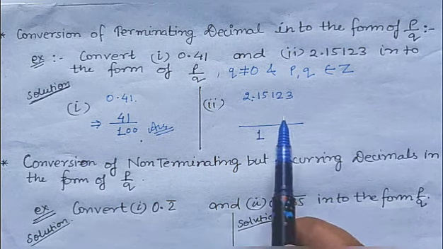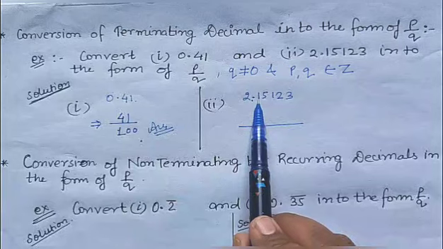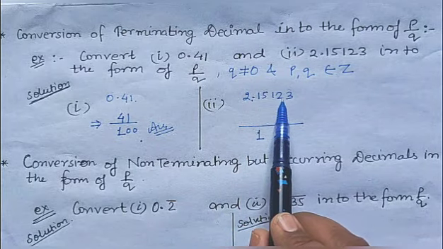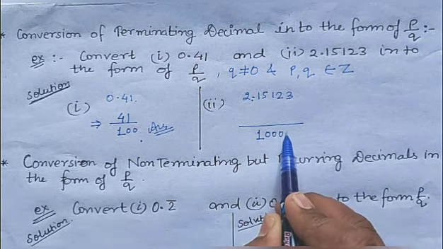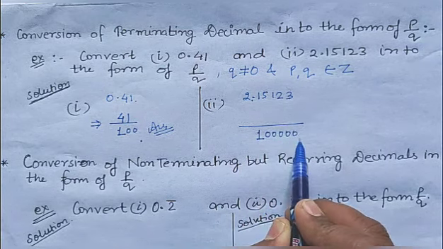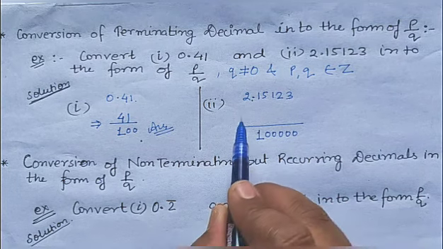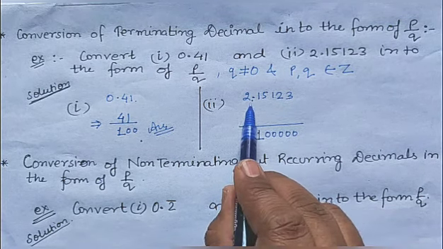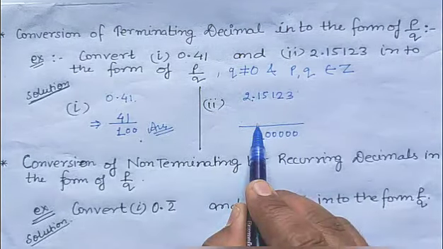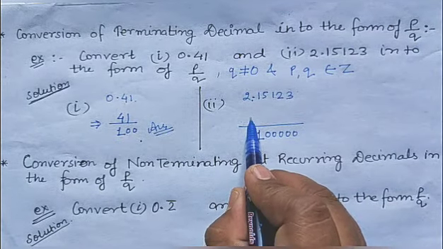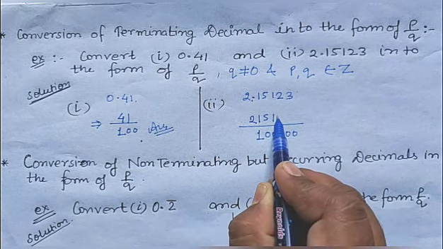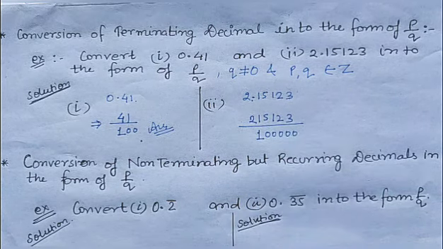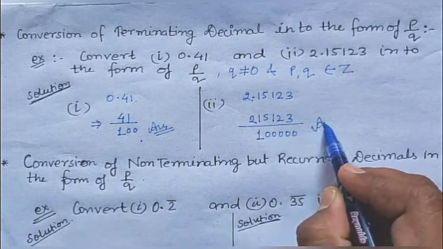After that count how many numbers are there. 1, 5, 1, 2, 3, means 1, 2, 3, 4, 5. 5 numbers are there, just put 5 zeros after this 1, and after that you have to write the same number into the numerator without decimal points, means you have to write 2, 1, 5, 1, 2, 3. Okay, so this will be your answer.